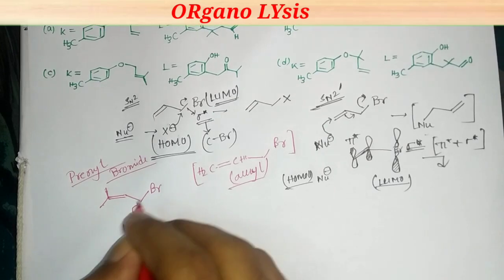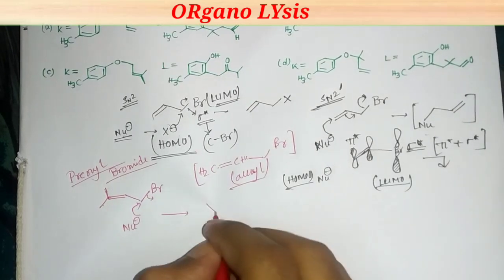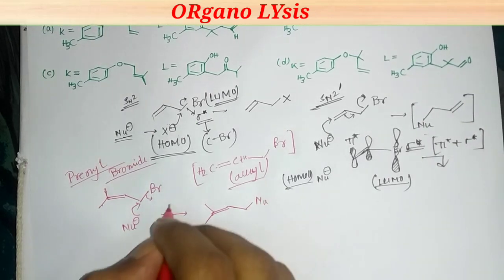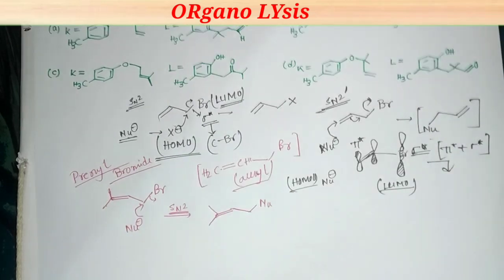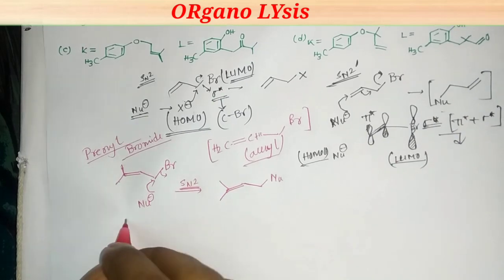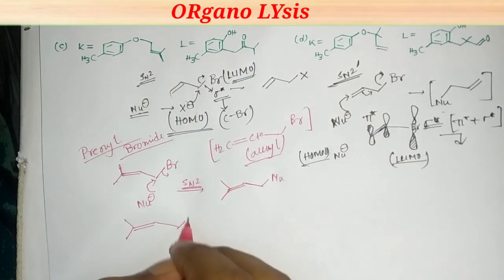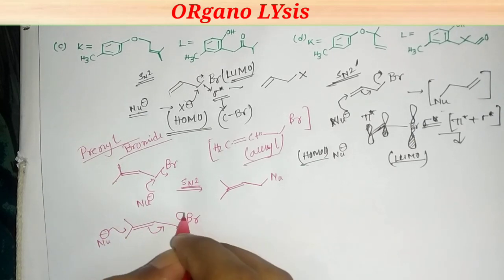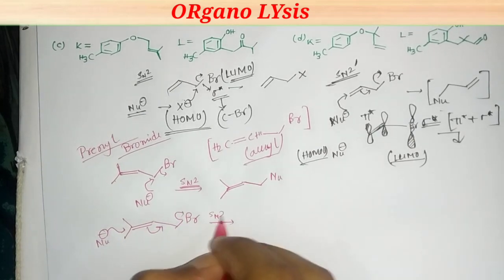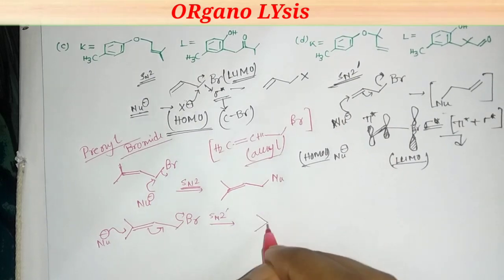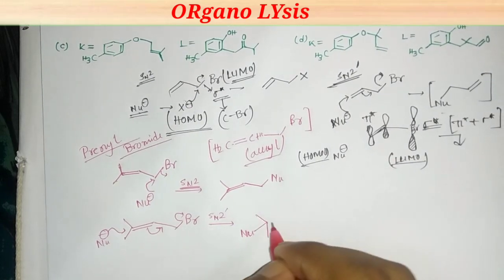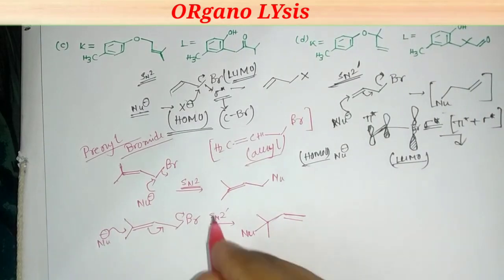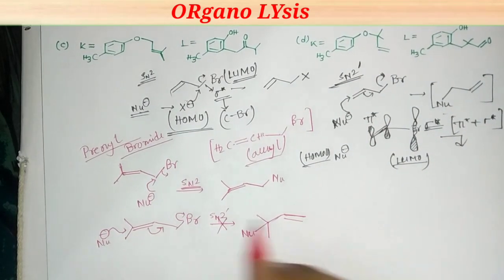If the nucleophile directly attacks over here, you get the final product like this. This is your SN2 pathway. We all know that. But when this Nu minus directly attacks over here, and this will leave, this is your SN2 prime, and ultimately this is your Nu. So ultimately you can get this one, but this process doesn't happen.